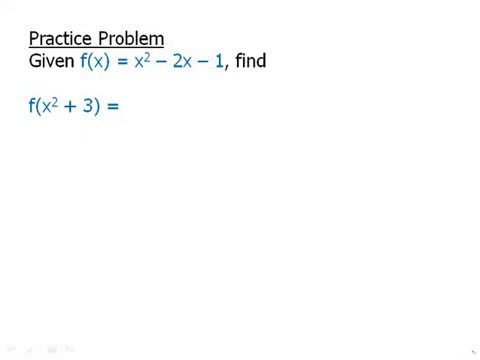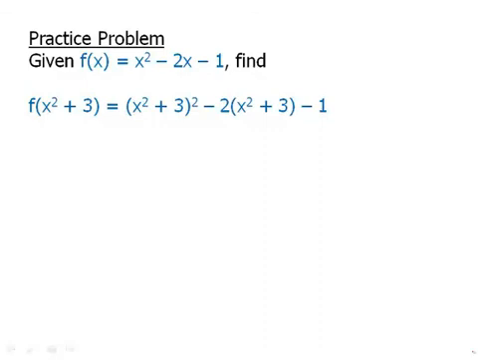Okay, this is tricky. Every x in that original function expression, x squared minus 2x minus 1, is going to be replaced by x squared plus 3. So what we're going to get is (x squared plus 3) squared minus 2 times (x squared plus 3) minus 1. Now that first expression is the square of a binomial, the square of a sum. So we can use our square of a sum formula.